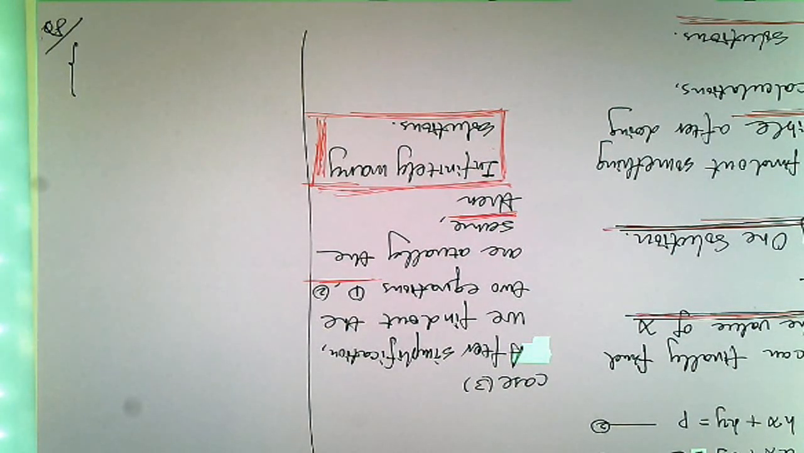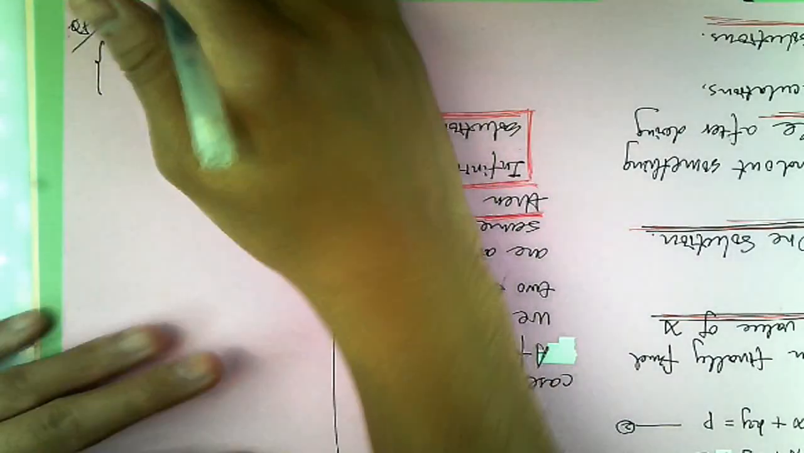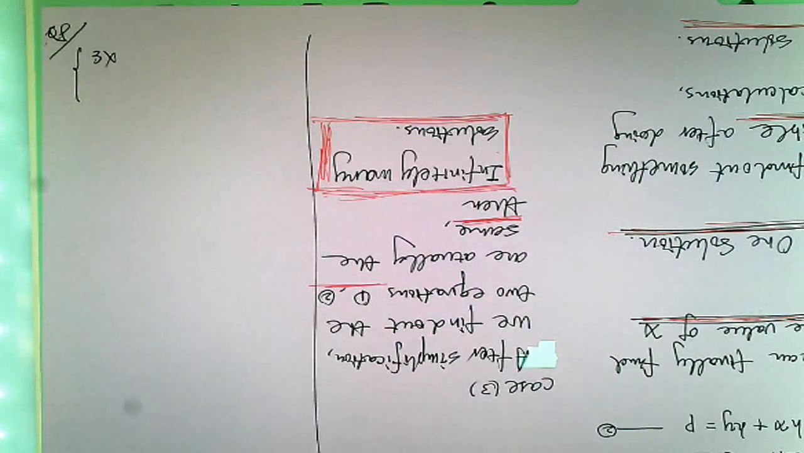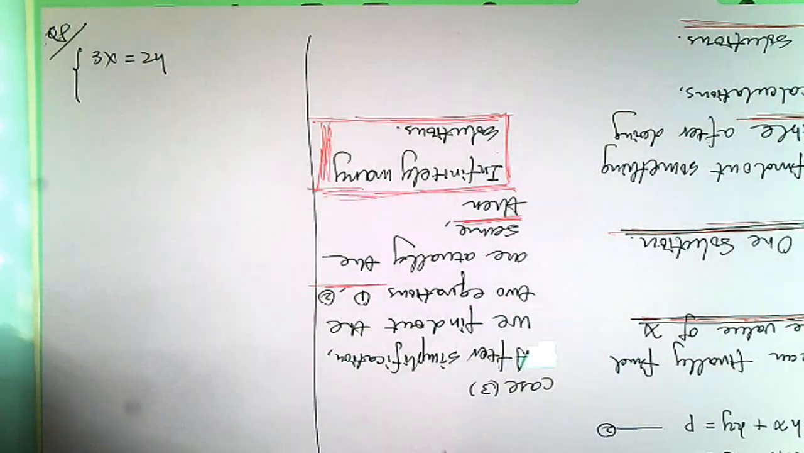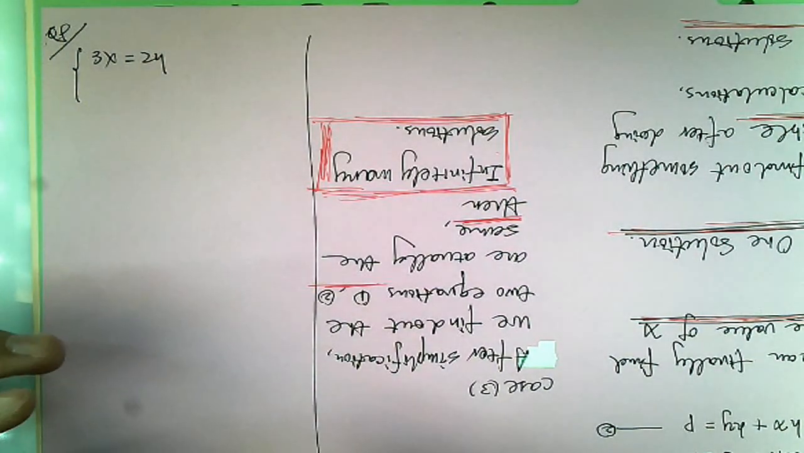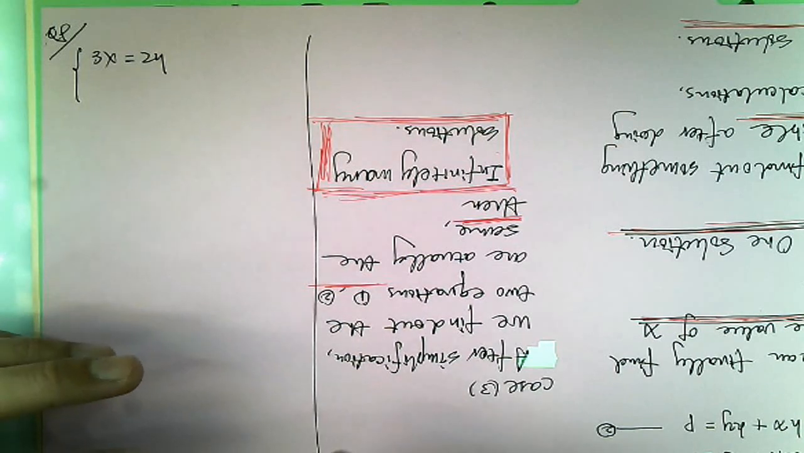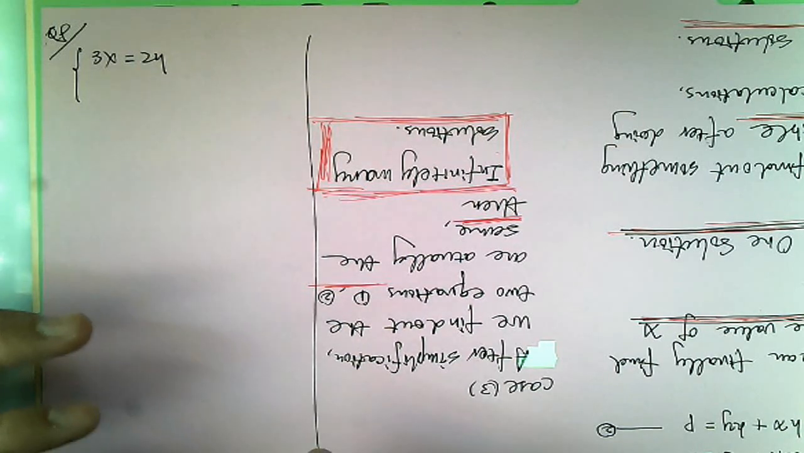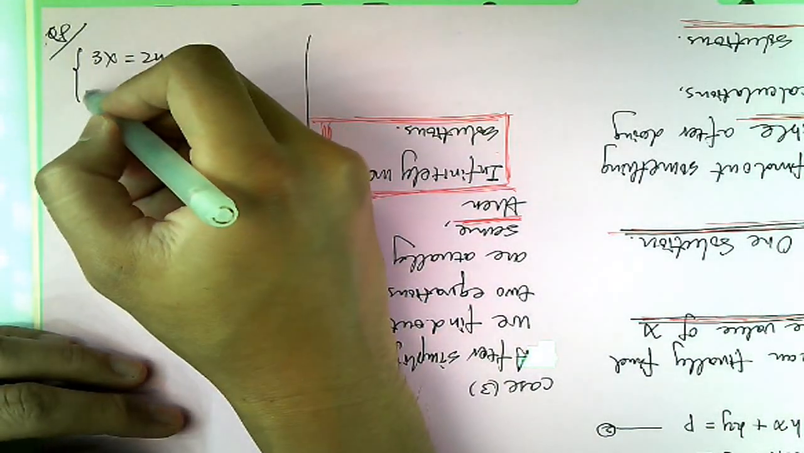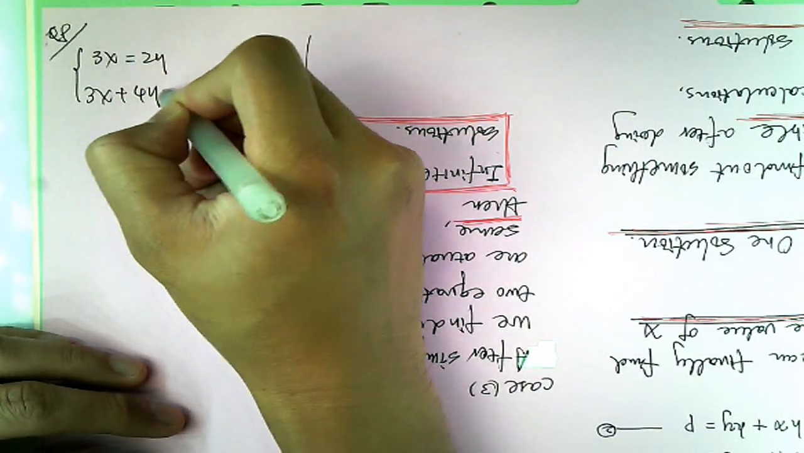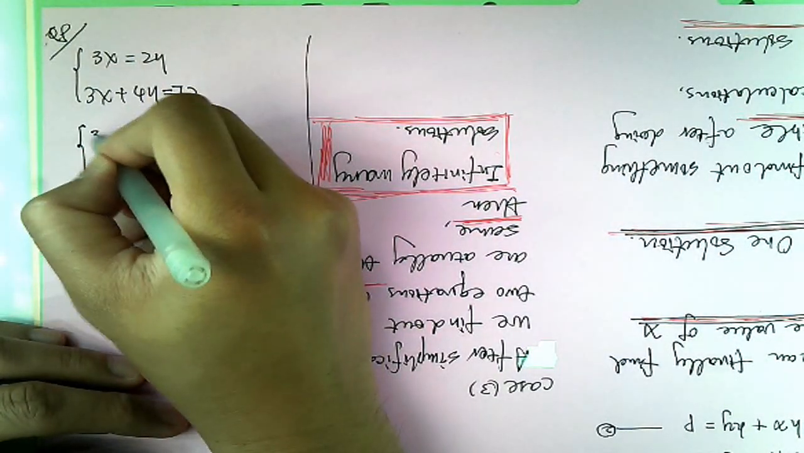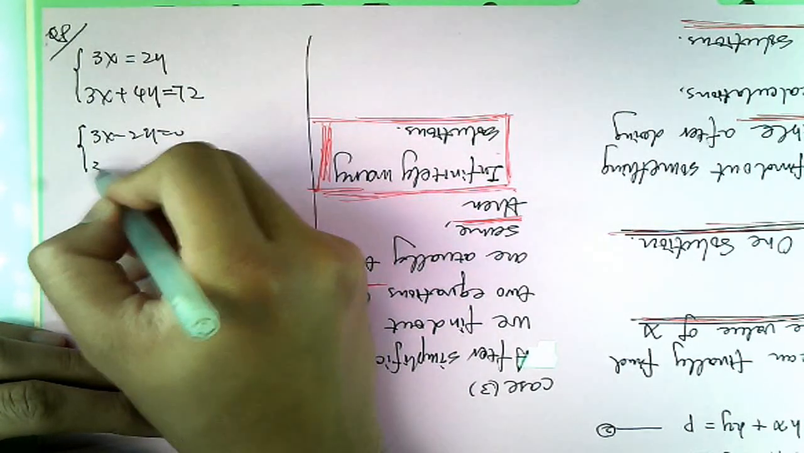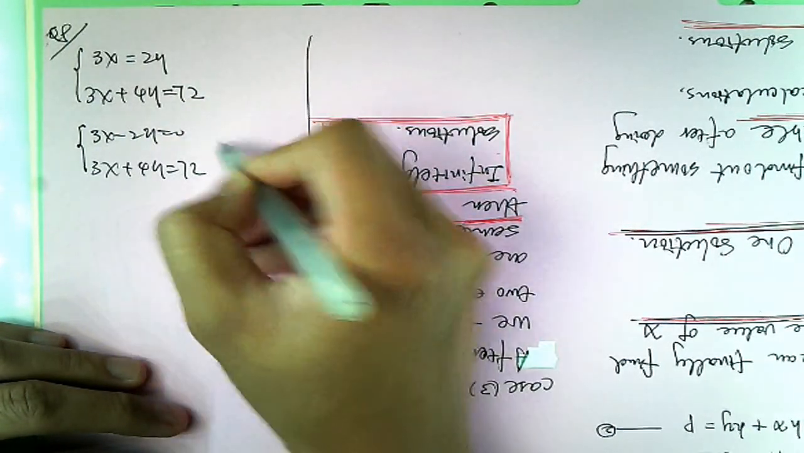So first, 3 bottles of lemon tea, the total price, right? So how to calculate total price? It's actually 3x, understand? And then equal to what? 2y, understand? And then the next, 3 bottles of lemon tea and 4 bottles of oolong tea will be totally 72, right? So it will be 3x plus 4y equal to 72, understand? So next, move the terms. 3x plus 4y, 72. Give names.